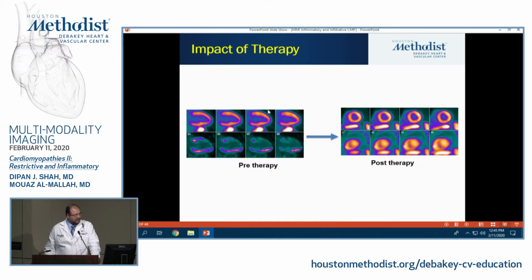And this is the patient you can see here. This is before in color. He has normal perfusion. He has this delayed FDG uptake in the inferior wall. 3 months after therapy, all the FDG uptake is gone from the myocardium. And this patient, I told Mouaz, I'm going to call it the Cassie effect, because she's the one who's been following these patients.